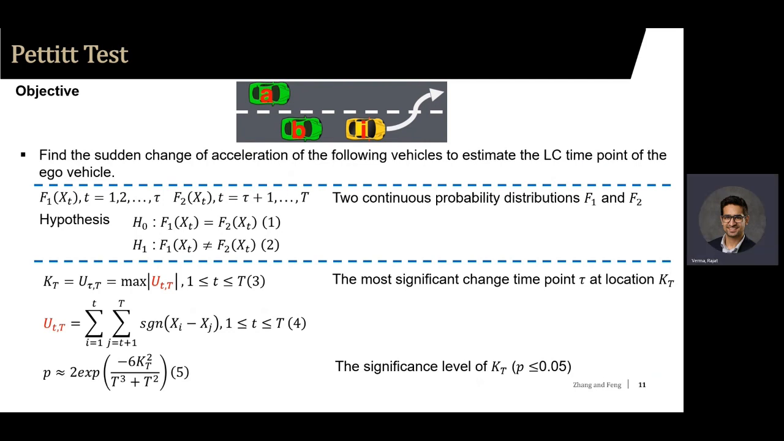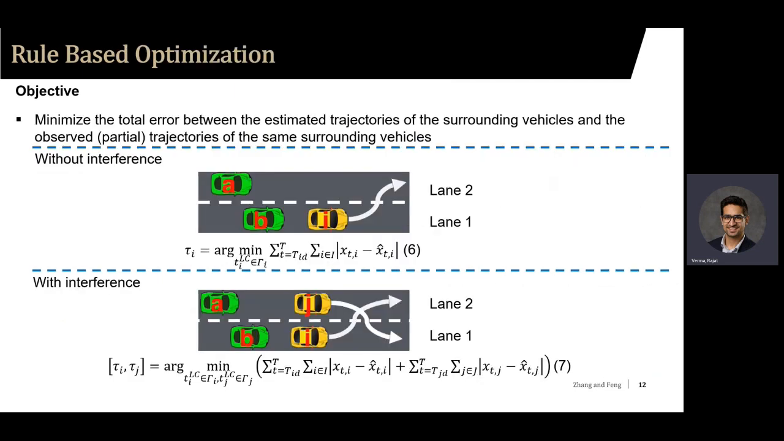lane change time points. To make sure of the accuracy of our Pettitt test, we apply the Pettitt test every 5 seconds. So after that, we will have one or multiple lane change time points. Now, if we have one, that's it. But what if we have multiple lane change time points? That's why we apply the rule-based optimization algorithm here.